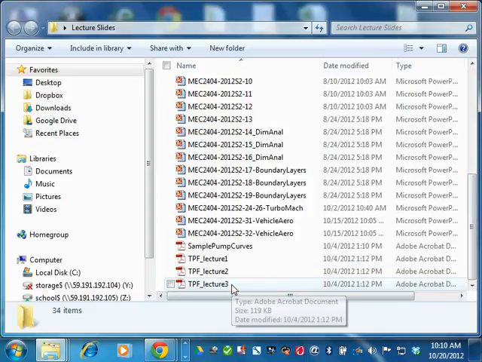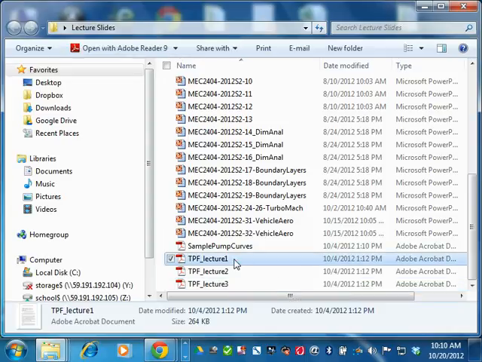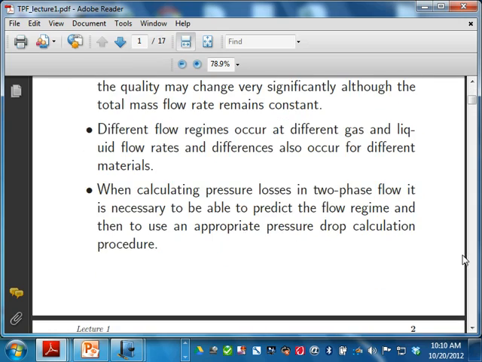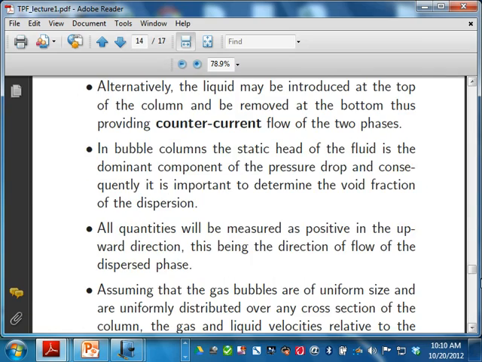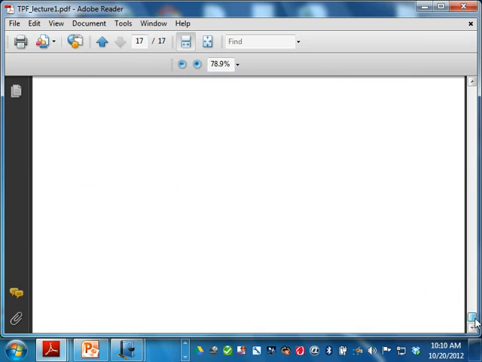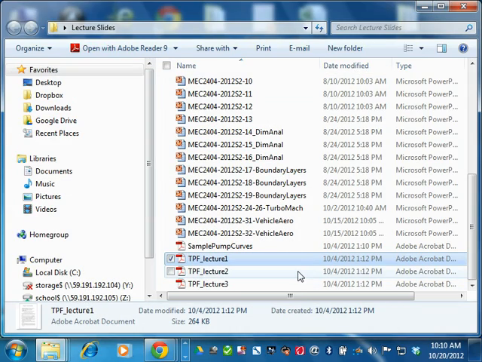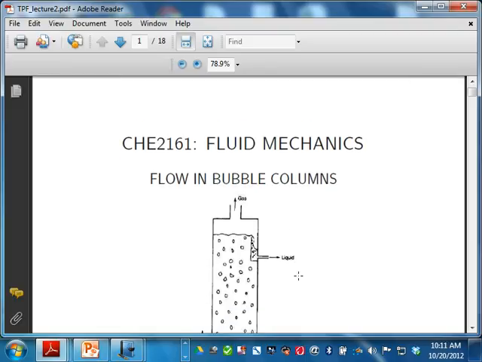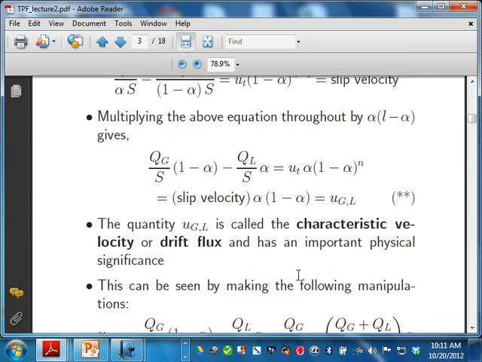Two-phase flow. I think this will be lecture 1. My ordering is a bit different than theirs. Those three slides are available on your Moodle. All right, my ordering is a bit different than theirs because I believe my ordering is a bit more logical.